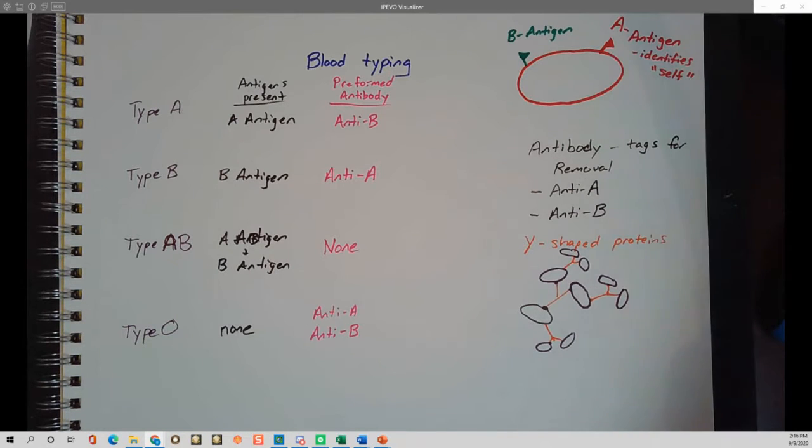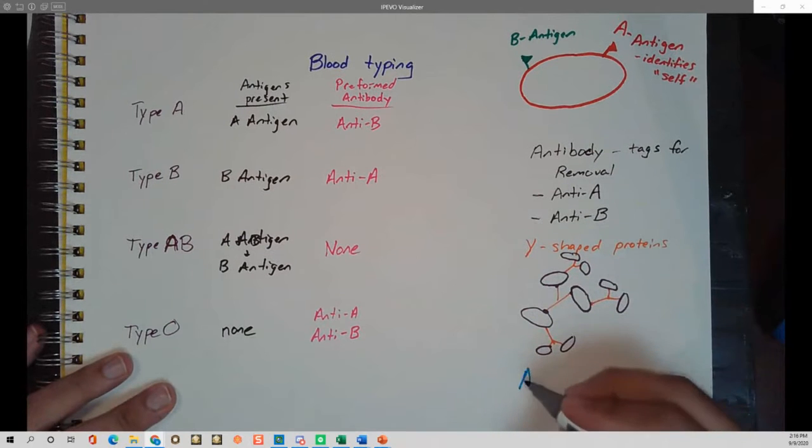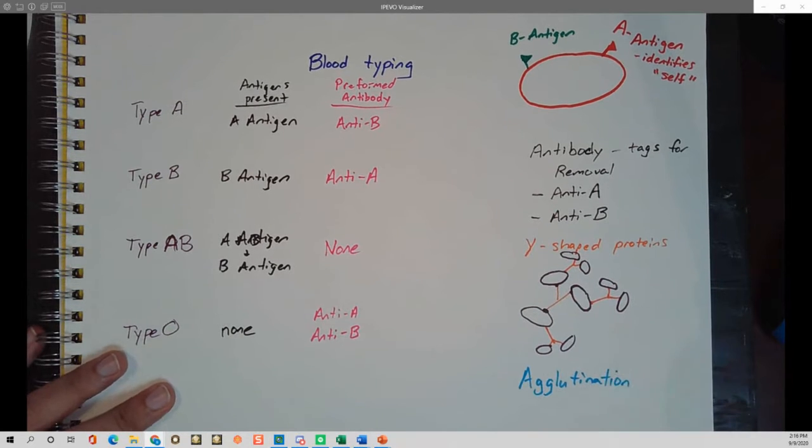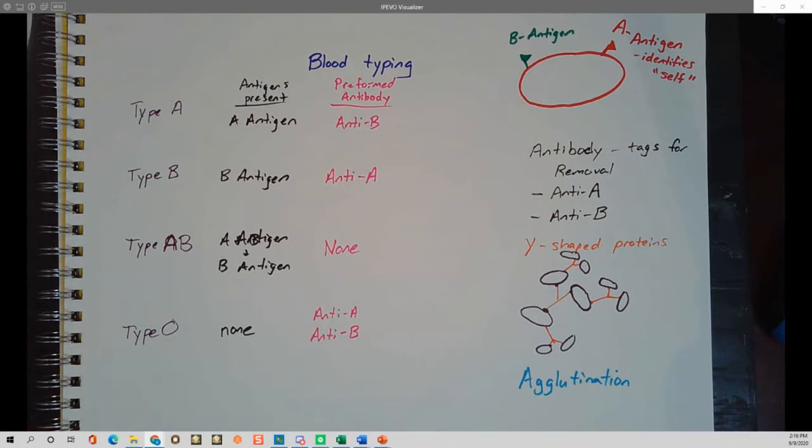Very specific name to this. It's called agglutination. This shaping that's happening here is called agglutination. That is what you guys need to know this word as. Agglutination. This is not clotting. It's not what this is. This is called agglutination.